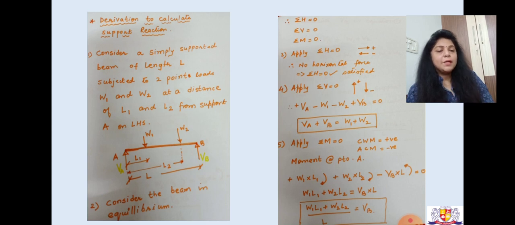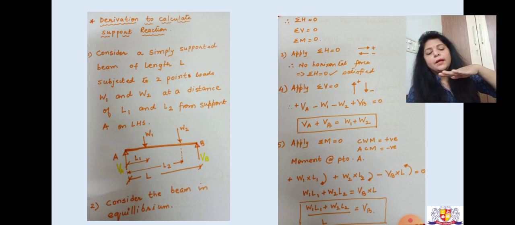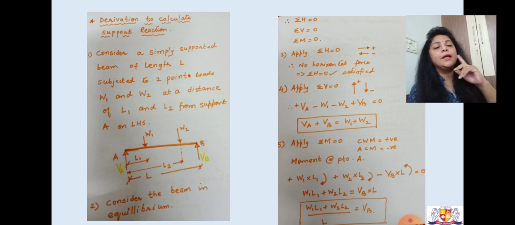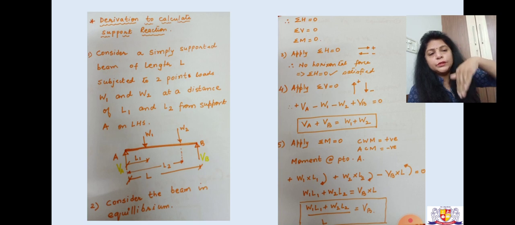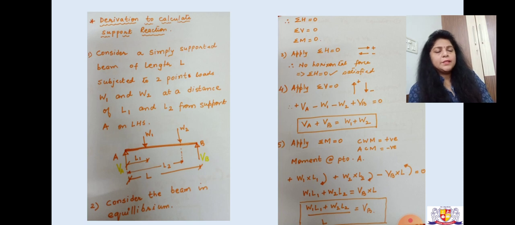जब सिग्मा एच आप कंसिडर करते हो तो जो फोर्स राइट साइड पे जाता है पॉजिटिव, जो फोर्स लेफ्ट साइड पे जाता है नेगेटिव. ओके, then second condition is sigma v is equal to 0. What is the sign convention? Force ऊपर जाता है positive, force नीचे जाता है negative. Okay, and third condition is sigma moment is equal to 0. What is the sign convention? Clockwise moment is equal to anti-clockwise moment.